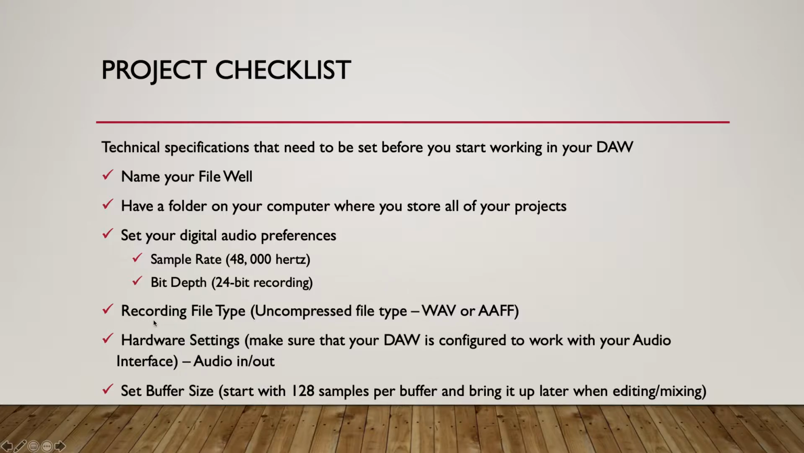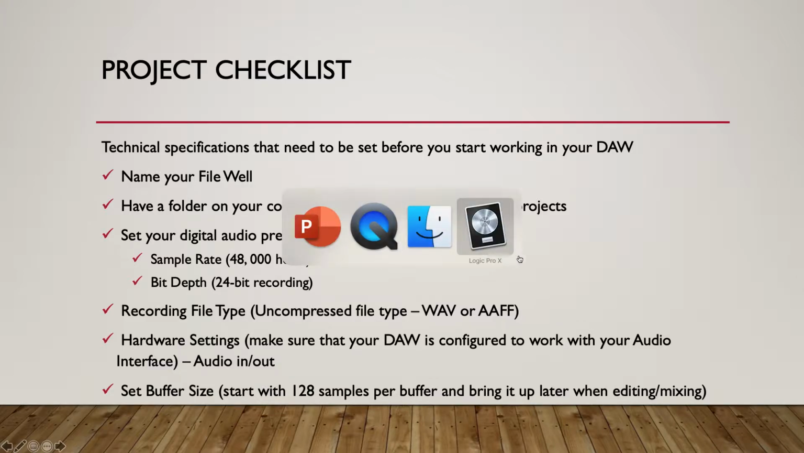Okay, you want to make sure your file type is either a WAV file if you're using a PC, or an AIF, not AAF, but an AIFF file on Macintosh computers. You want to make sure that your hardware settings are all set up so that you are recording using your audio interface and through your audio interface, and you want to make sure that your buffer size is set to 128 samples. Let's take a look at Logic Pro 10 and how to set up our project.